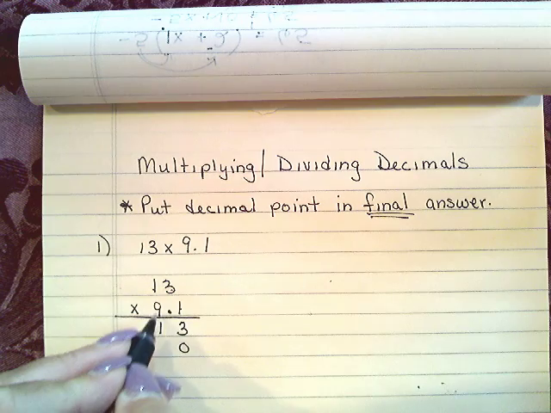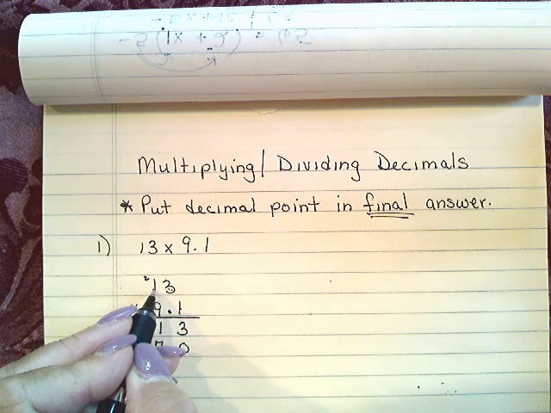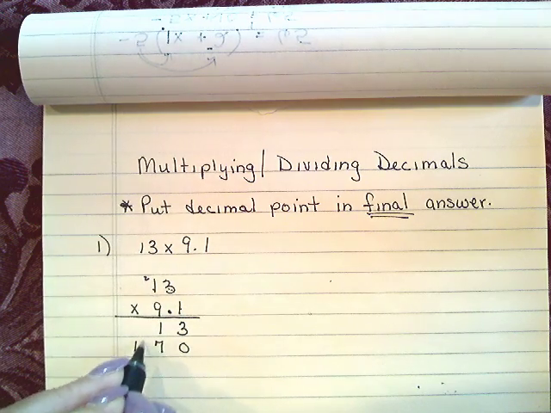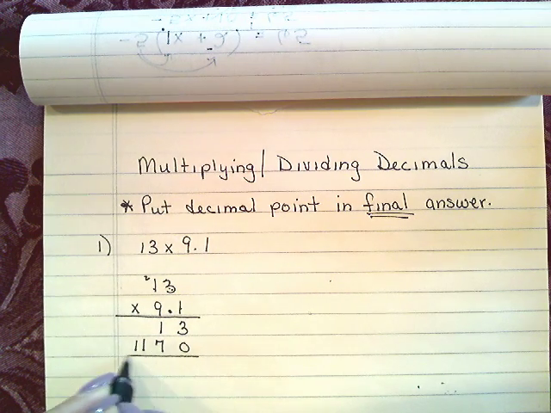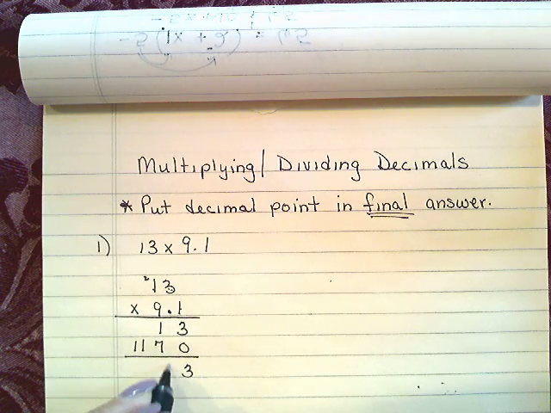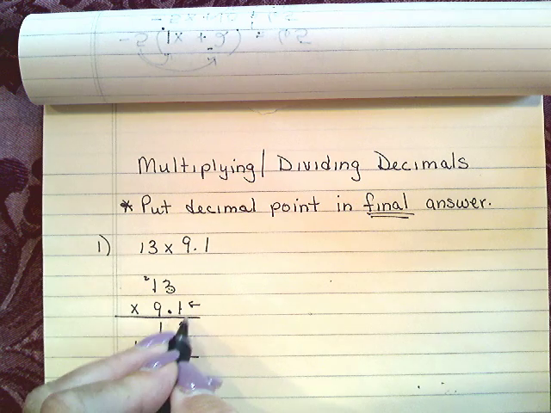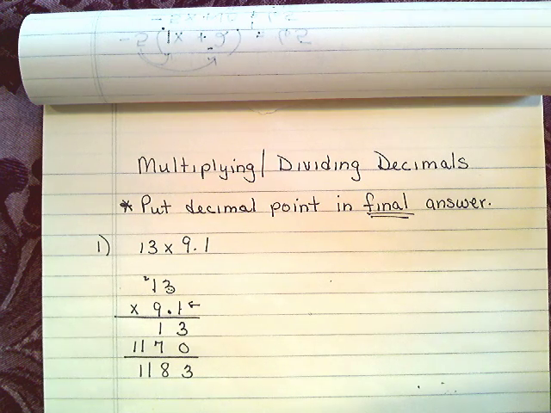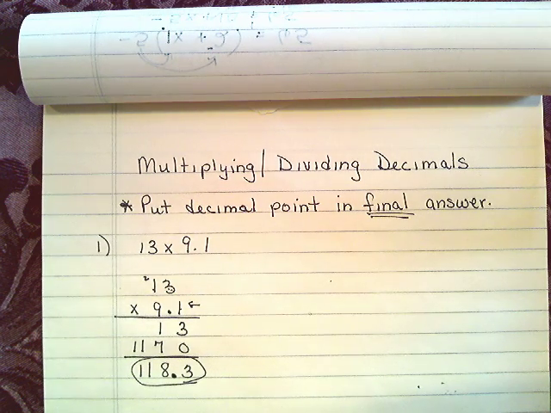Now we put our placeholder in. 9 times 3 is 27. Write 7, carry 2. 9 times 1 is 9, plus 2 is 11. Okay? Add them up. We get 3. 7 plus 1 is 8. And bring down the 2 ones. There is one decimal place value behind the point, the 1/10. That means there's only one place value behind the decimal point. So we put that in at the end. We start at the back of the number and go over one spot. So our answer is going to be 118 and 3/10.